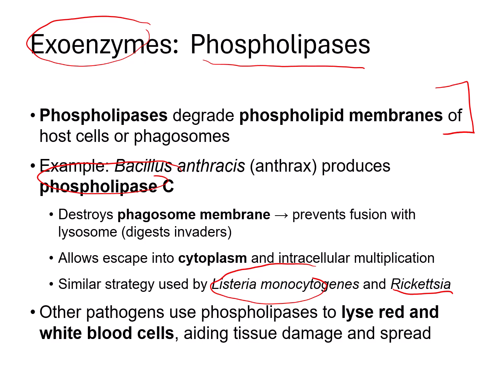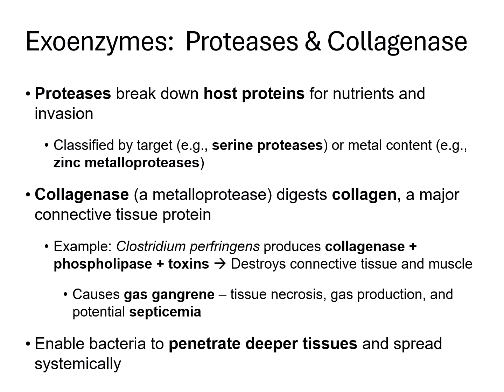Phospholipases can also break down, or lyse, red and white blood cells, and that can contribute to further tissue destruction and inflammation. Pathogens can also produce proteases, and these break down host proteins for nutrition and invasion. These proteases are usually classified by their target.